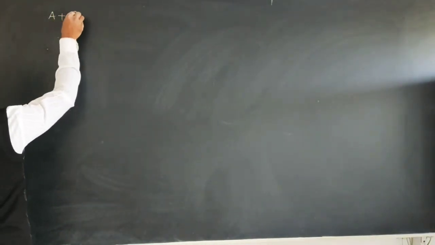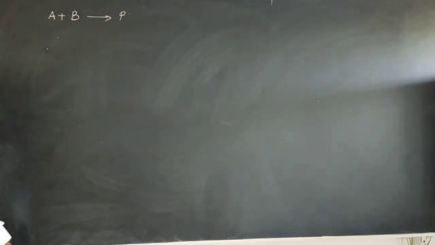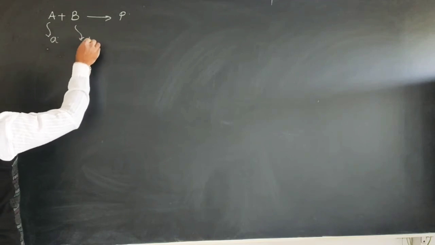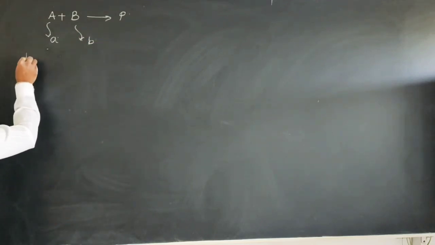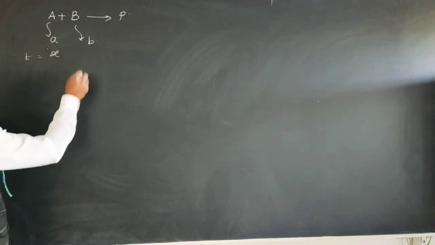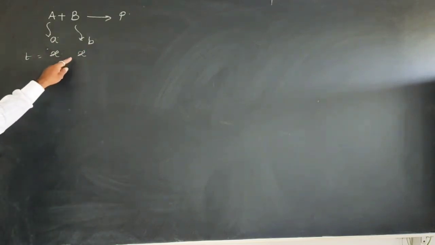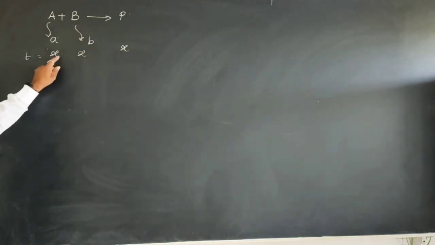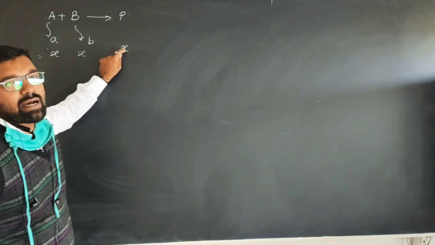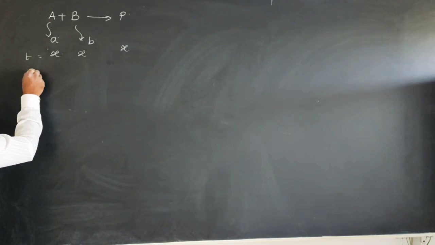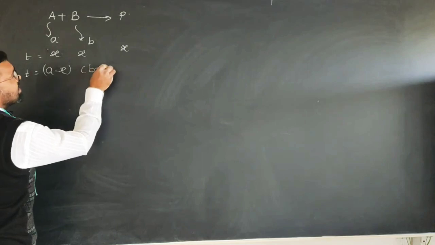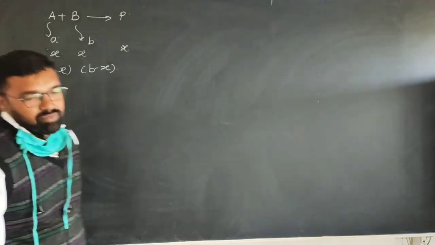Suppose A plus B gives product P. Consider a general reaction, A plus B gives product P. Let's say the initial concentration of A is a, and the initial concentration of B is b. After time t, x amount of reactant A and x amount of reactant B react to form x amount of product. There is an equal mole ratio of A and B, therefore x amount of A and B react with each other to form x amount of product. That means after time t, a minus x is the remaining concentration of reactant A, while b minus x is the remaining concentration of reactant B at time t.